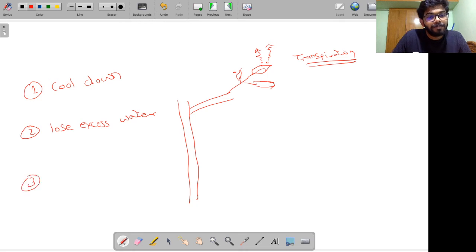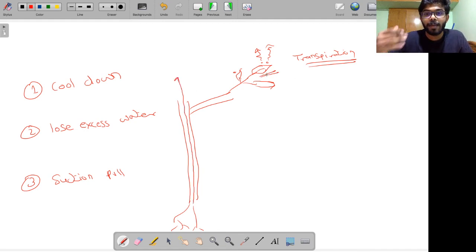Third, this is responsible for something called a suction pull. Have you ever wondered, the trees are so tall, right? How is the water that we are giving to the roots able to reach such great heights? How is it able to reach the leaves that are so high? Because when the process of transpiration takes place, it creates a suction pull. So water from the bottom is drawn to the leaves.